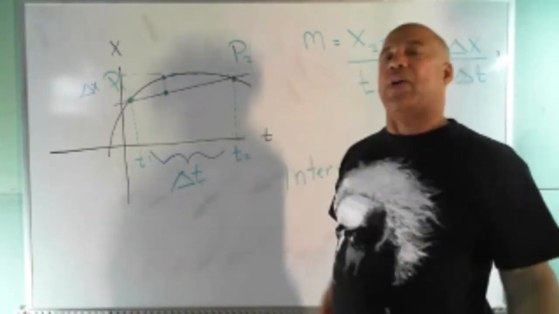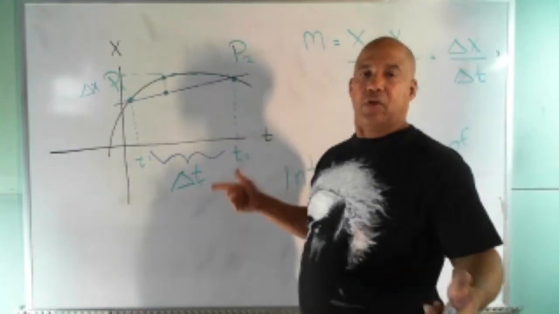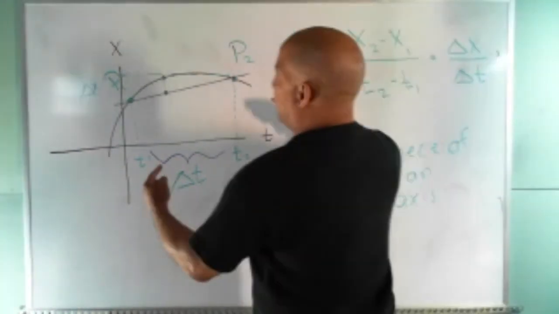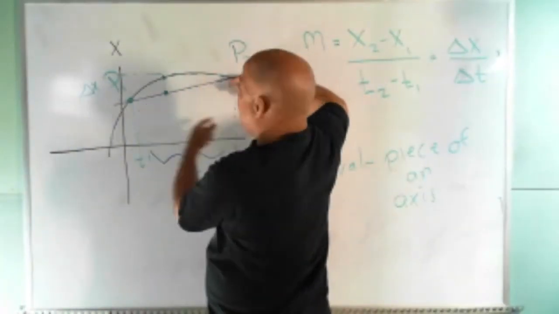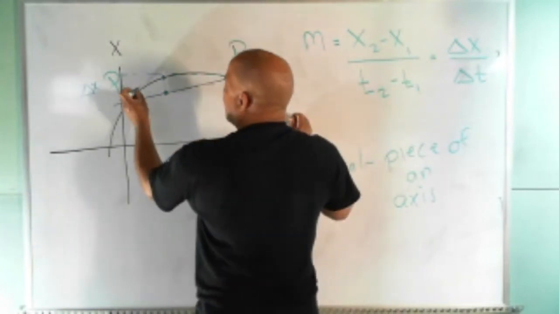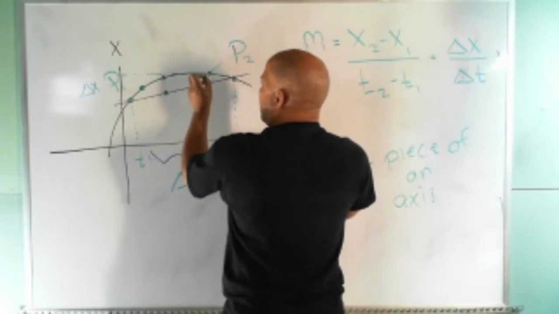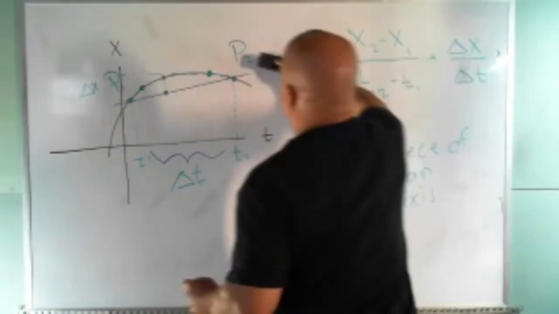But what if I want to get closer? What if that's not enough? I want to get closer. Well, what you could do is take these two points, P2 and P1, and push them closer together. Let's do that. Let's say I move P1 to here. That's my new P1. And I move P2 to here. So get rid of these.